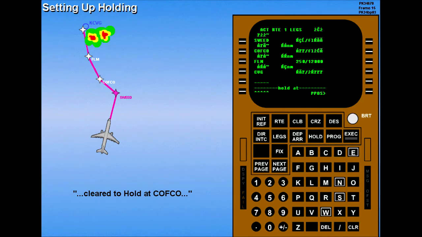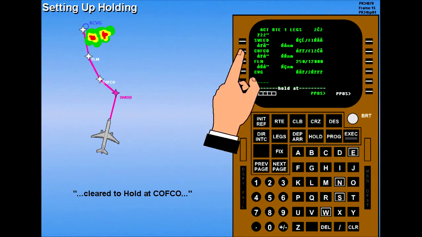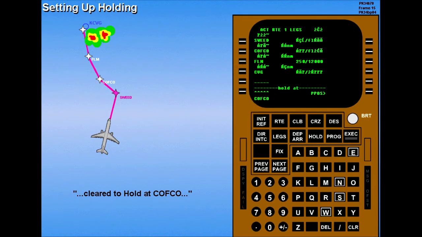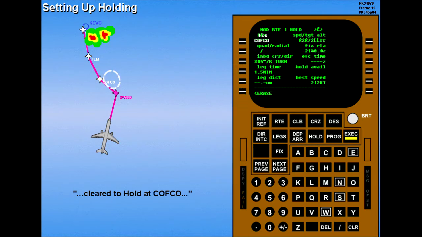To set up a waypoint holding pattern in the FMS when no other hold is active, first select the hold key to display the hold at page. Next, enter the holding waypoint, COFCO, in the scratch pad, and then line select the hold at box prompts. This will display the modified hold page and the pattern for standard holding at COFCO.